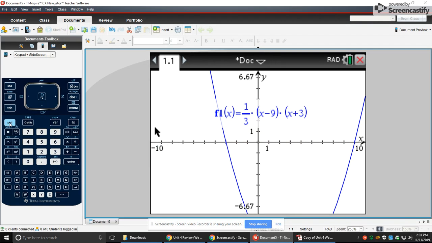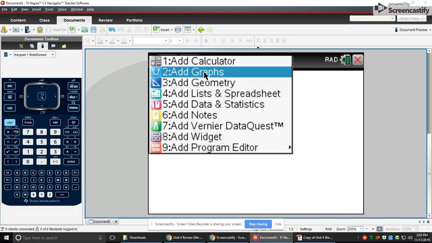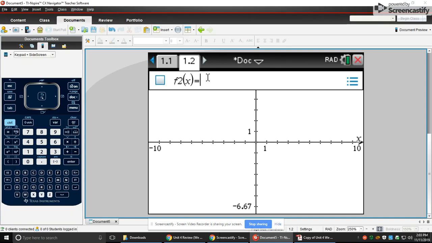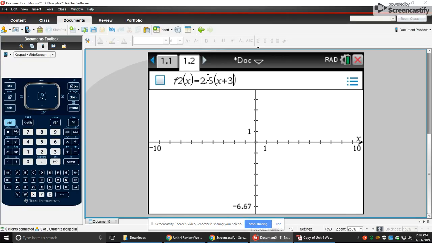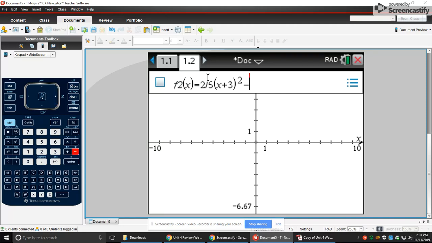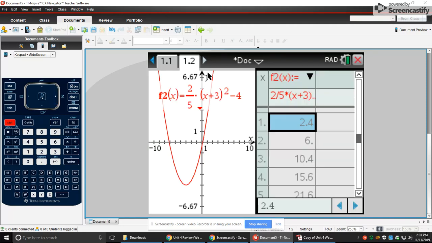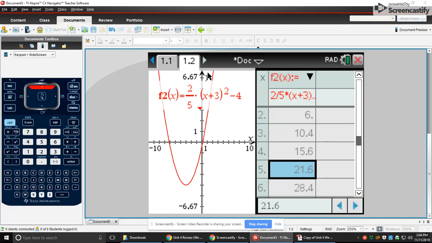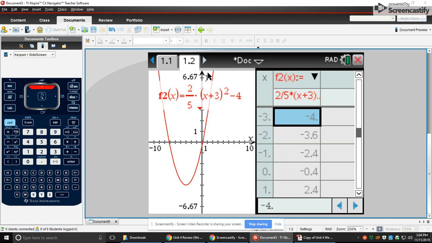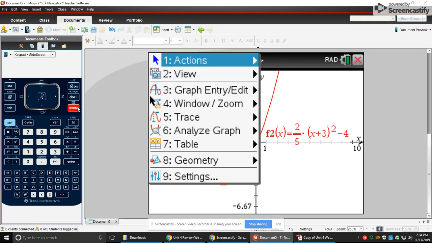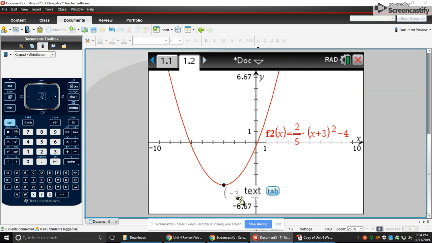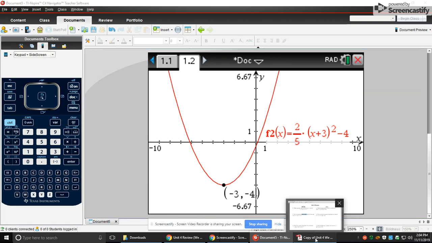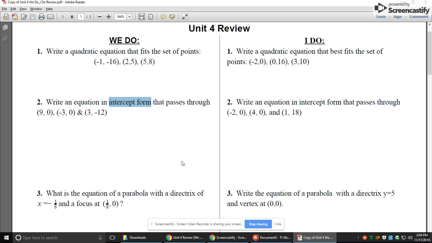If I want to check my work, I can graph 2/5 and then (x plus 3) squared minus 4. And then control T and verify the point (2, 6) is there and the point (-3, -4) is there. There it is. You can also go to menu, analyze 6, and then minimum, click, highlight, click, and there it is. There's your vertex. Just to verify that the point it gave you was the vertex.